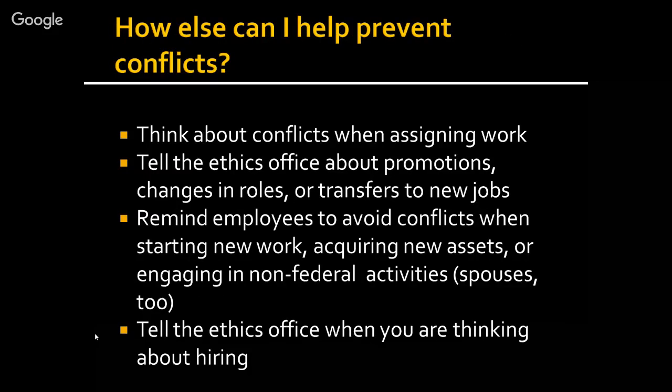So how else, as supervisors, can we help prevent conflicts of interest? Well, 450 review, confidential review, is an annual occurrence, but there are things we can do throughout the year to protect the work of our agencies. One, we can think about conflicts when we're assigning work to employees, and think about whether there's potential for conflict.